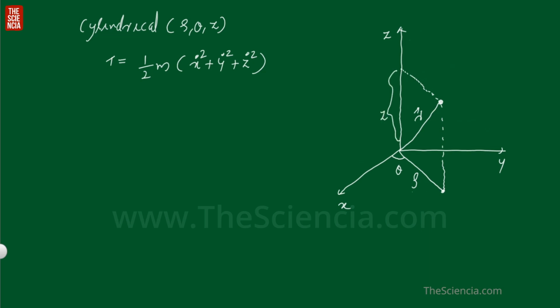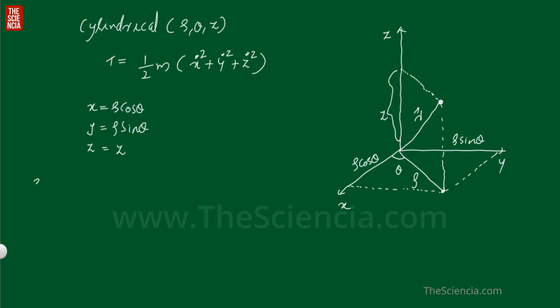Here you see the projection over the x axis, we can call it rho cos theta. So we get x equal to rho cos theta. Next, the projection on the y axis is rho sin theta. So we get y equal to rho sin theta, and z is z itself, right? z is equal to z. Now we are going to find the time derivatives of these values.